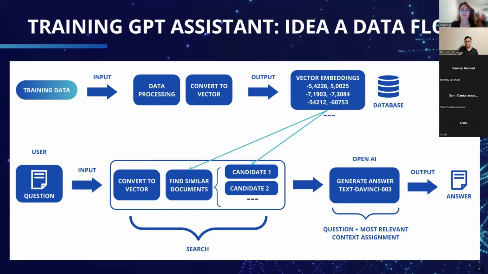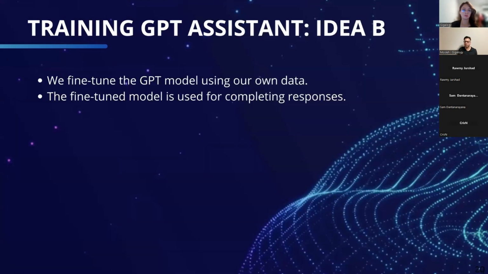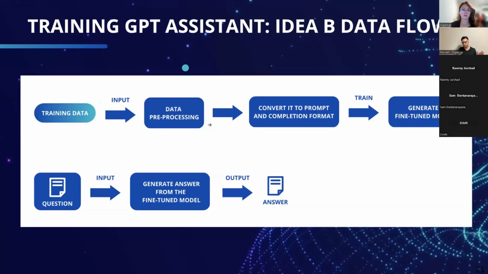Now let's take a look at idea B, and it's more like what we were talking about earlier as well. Let's just fine-tune a GPT model with our own data. In this process, once again, you have training data. You probably pre-process it, but the important part is that you need to convert it in a way that is suitable for fine-tuning with GPT models. Usually, this training data is formatted with a prompt and completion format. So you need to do that.